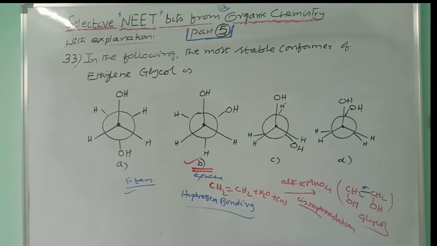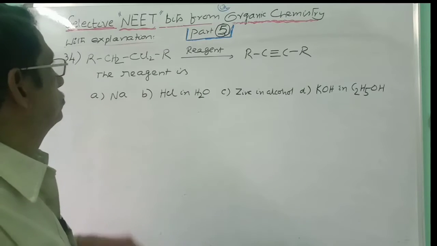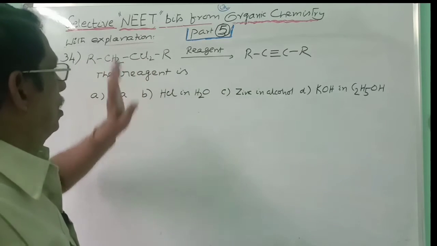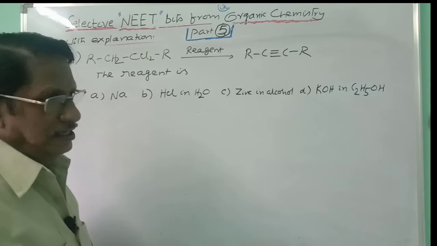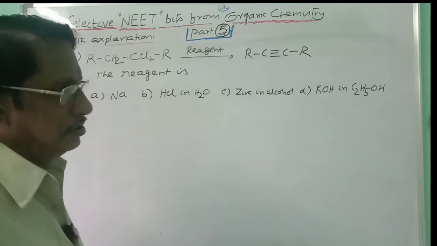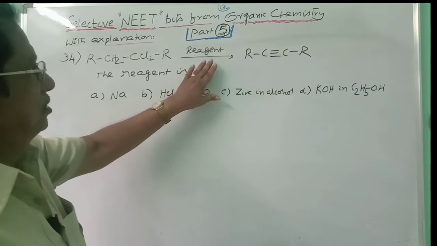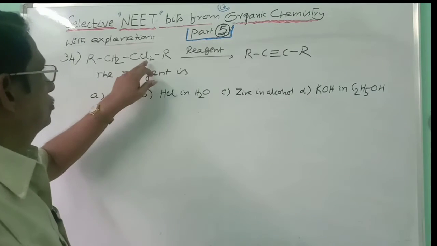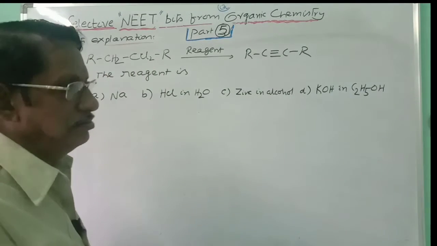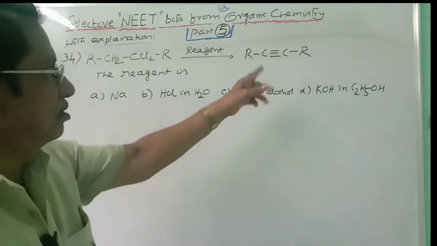Next one, 34th. RCH2CCl2R. This means this is a geminal dihalide, where the two halo groups are attached to the same carbon. A dihaloalkane is given, a reagent is used, and it is converted into C triple bond C. That means these two Cls along with two hydrogens will be removed. This is nothing but an elimination reaction, thereby you get an alkyne.